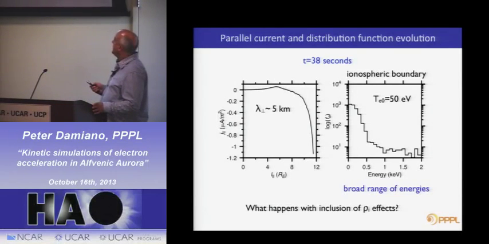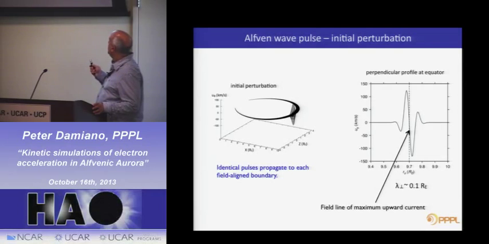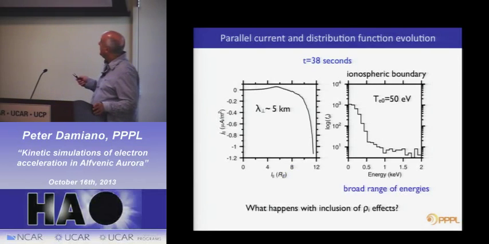And this is illustrating the current profile along the field line. So this is starting from the equator to the ionospheric boundary, and what I'm considering here is this field line, which is where the maximum upward current region will occur. This shows you the parallel current along the field line. As the flux tube is narrowing, you see the current density increase.